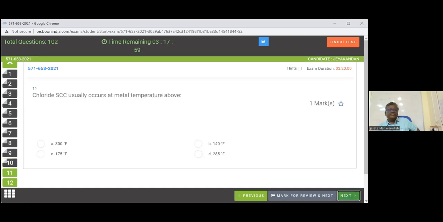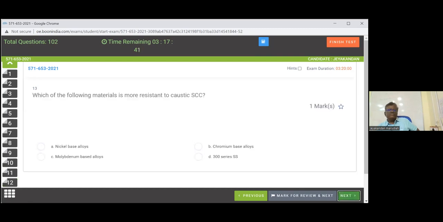Next, chloride stress corrosion cracking usually occurs above 140, a very, very important temperature. Caustic SCC occurs in piping and equipment exposed to caustic, chemically adjacent to non-PWHT steel. We need stress near non-PWHT steel. So the following material is more resistant to caustic. I told you, for caustic the answer is nickel.